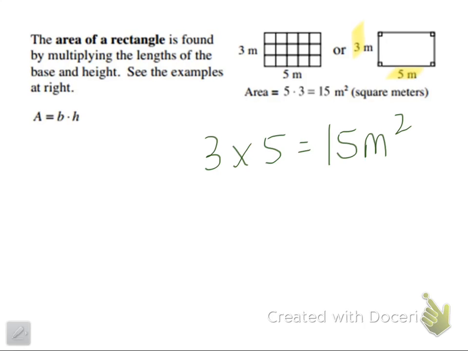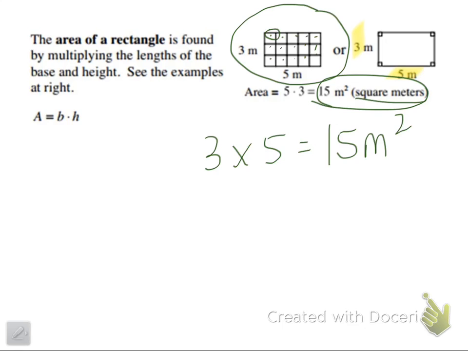meters squared. Why is it square meters? Because if we look at this image, you'll notice that if we count up all of our squares, we actually get 15, which is the same thing. So we have 15 square meters.